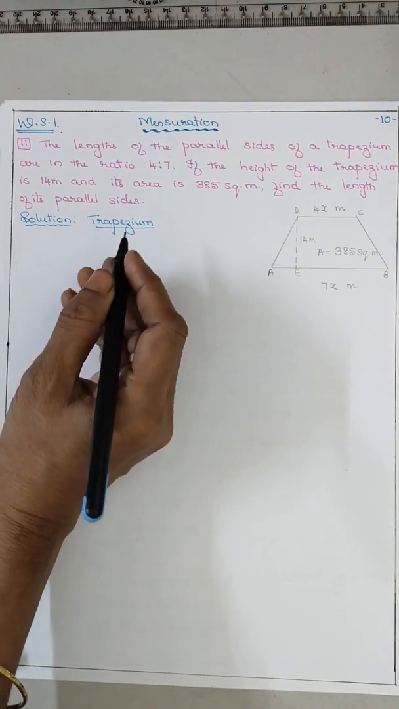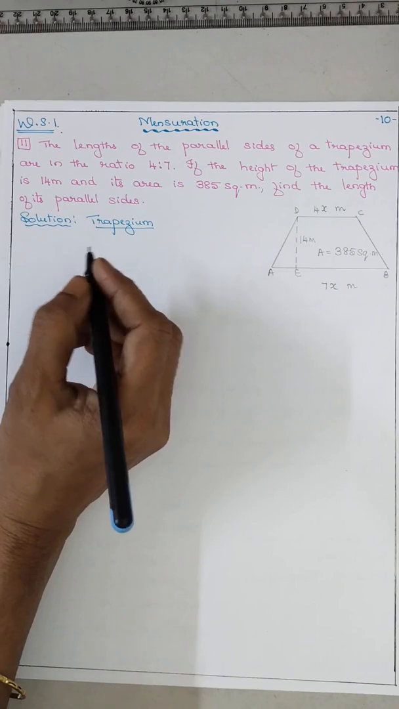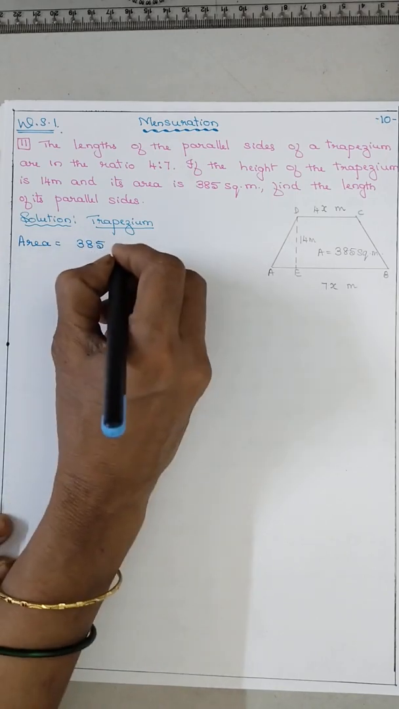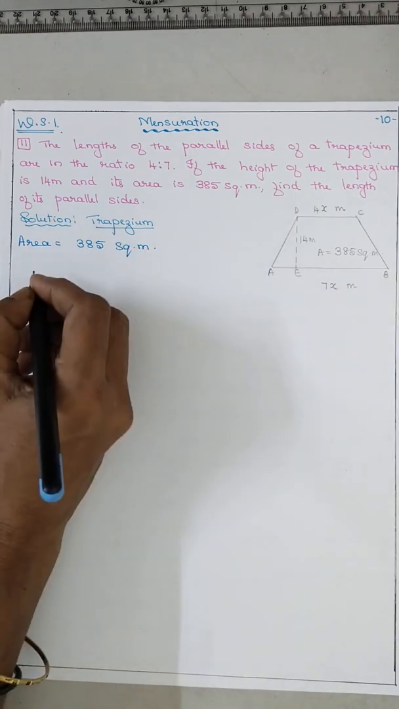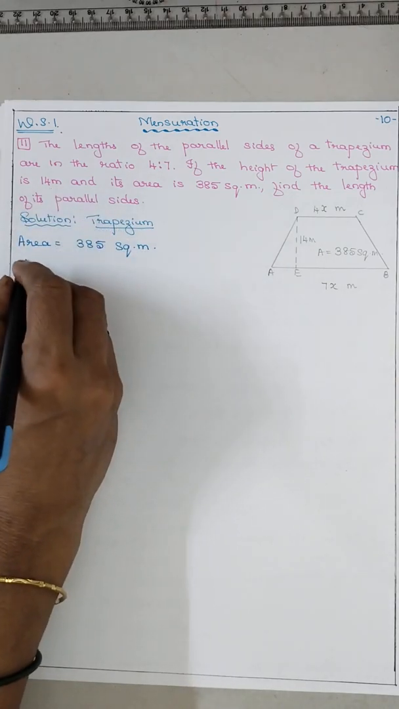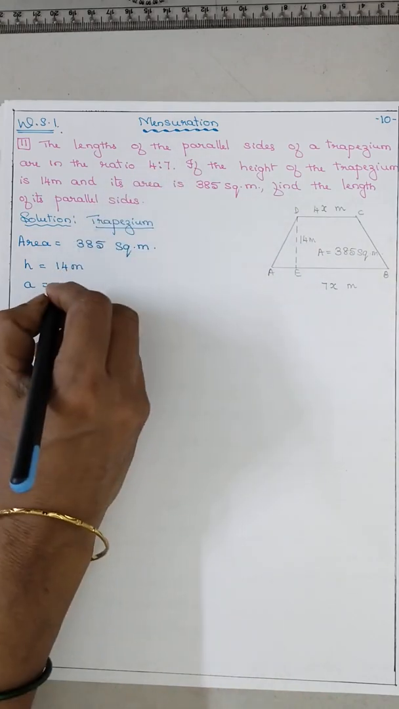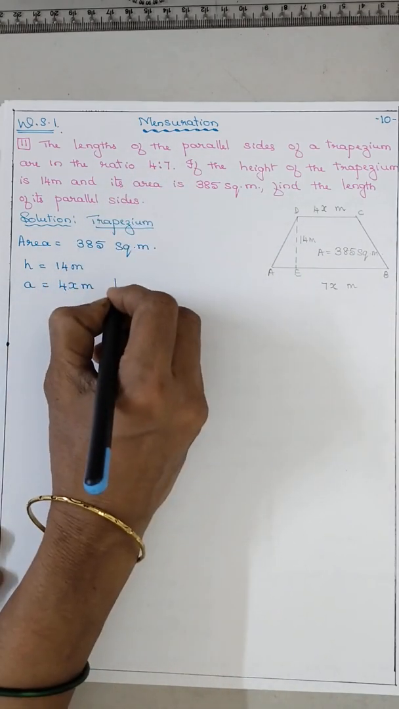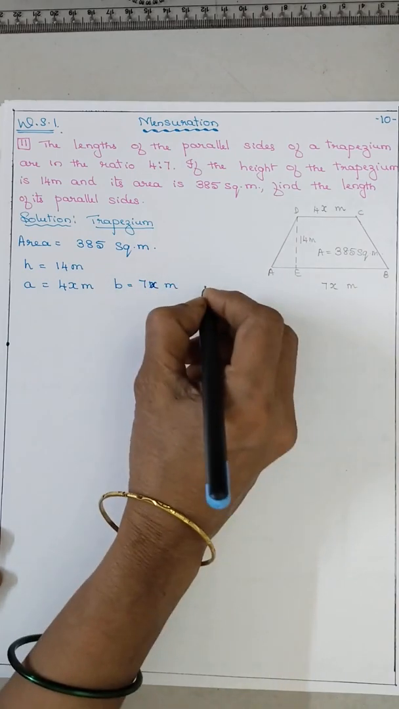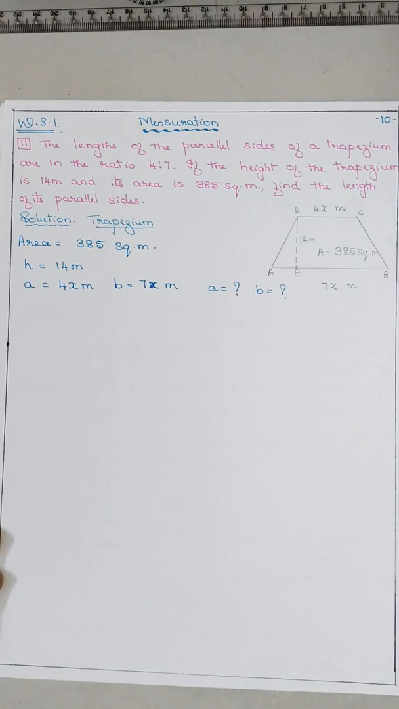So first, solution: the shape is trapezium. Now area is given, it is 385 square meter. Height is also given, isn't it? Height is 14 meter. A is 4x meter. B is 7x meter. So find A is equal to how much? B is equal to how much?